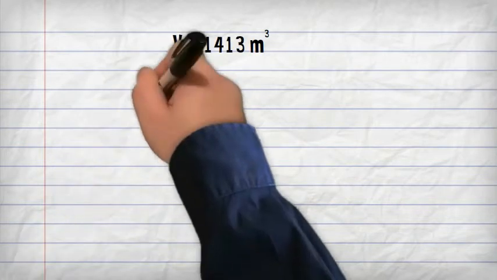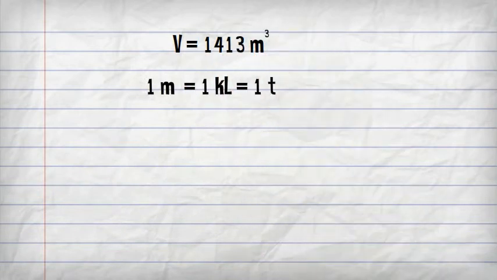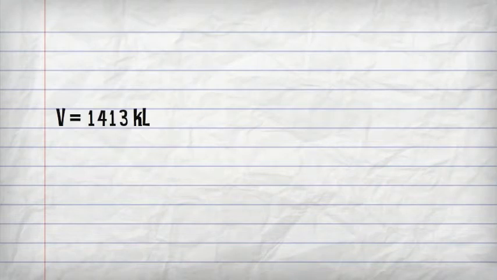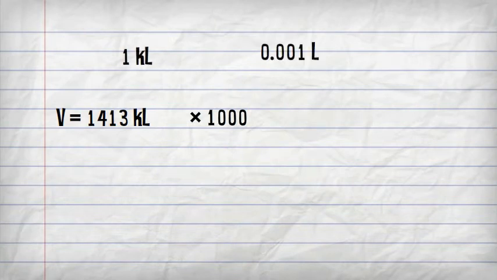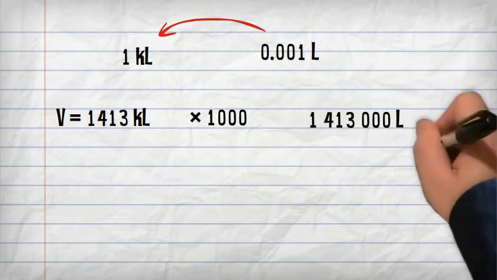Now let's convert the volume to liters. The volume of the cylinder is 1,413 meters cubed. 1 meter cubed equals 1 kiloliter, so this becomes 1,413 kiloliters. Since we need the answer in liters, we need to multiply by 1,000 because there are 3 spaces from kiloliters to liters, and each space is times 10. This means that there are 1,413,000 liters in the cylinder.